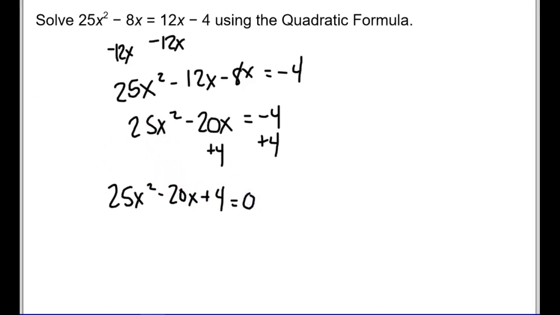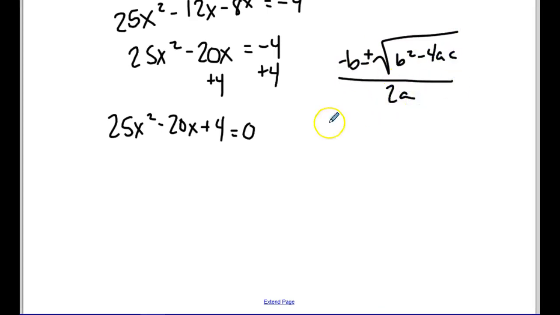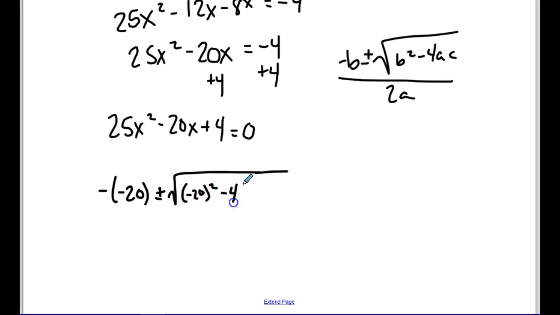So now that I've got everything over to one side, I can use my quadratic formula, which again is negative b plus or minus the square root of b squared minus 4ac all over 2a. Okay, so now I can just plug in the things that I know. So I have a negative b, which is that negative 20, plus or minus the square root of b squared. Let me make that a little bigger. Minus 4 times a, which is 25, times c, which is 4, all over 2a, which is that 25.